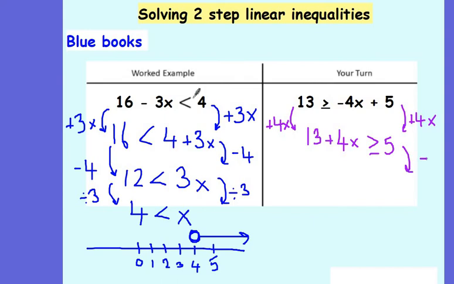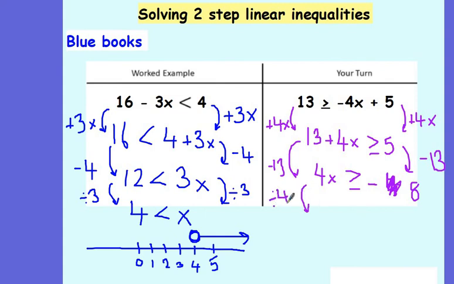I'm then going to subtract 13 from both sides. So we're starting off by subtracting 13 from both sides. Subtracting 13 from both sides leaves us with 4x is greater than or equal to negative 8. I then want to divide by 4. So you should have got that x was greater than or equal to negative 2.